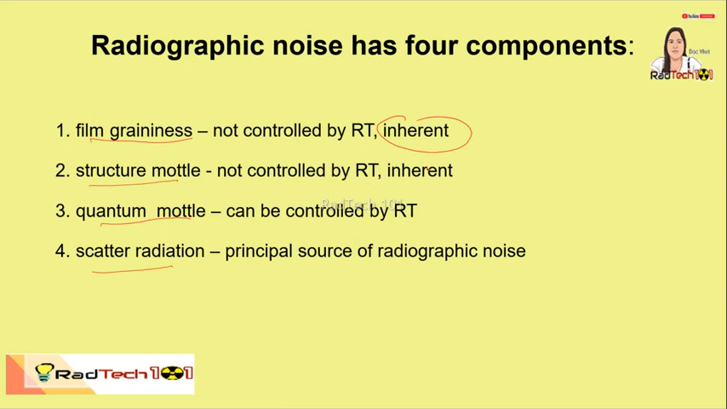For structure mottle, so parang film graininess din siya, pero in this case, this refers naman to the graininess of the intensifying screen. So, inherent din siya. Ito sa film, ito naman sa intensifying screen. And then we have the quantum mottle, which can be controlled by the rad tech. So, may mga pwede tayong gawing paraan to minimize quantum mottle and of course, scatter radiation.